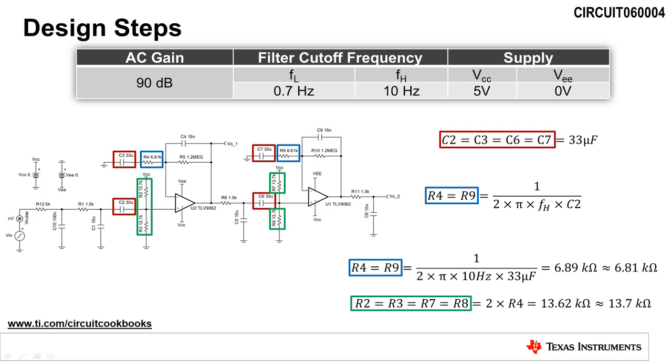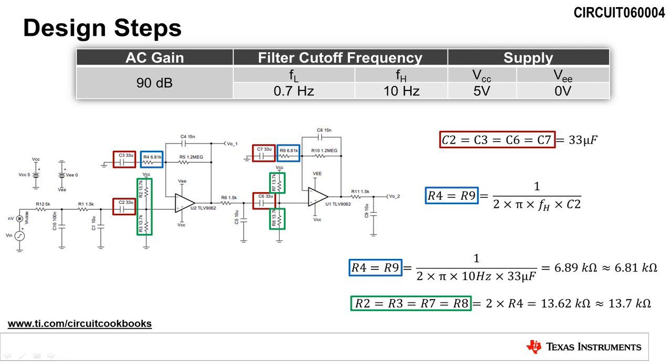The resistor values can now be calculated using 1 divided by 2 times pi times F sub H times C2. Using this equation, we can calculate the resistance for R4 and R9 to be 6.89 kiloohms. The next closest standard resistor value is 6.81 kiloohms, so we will use this value for the design.